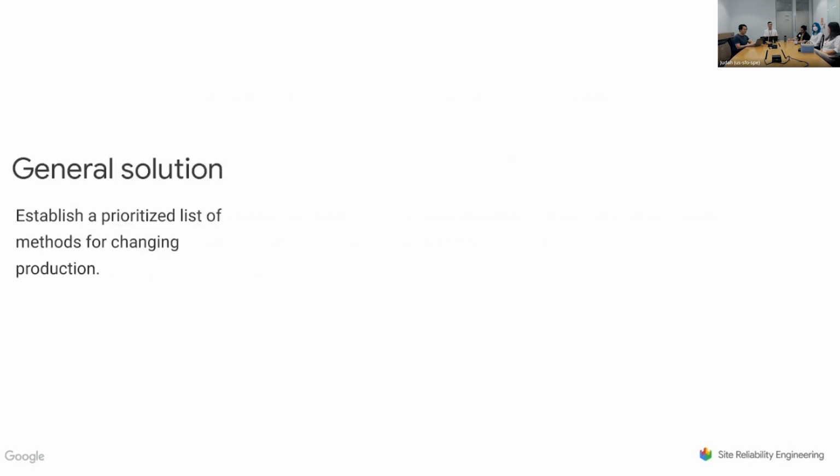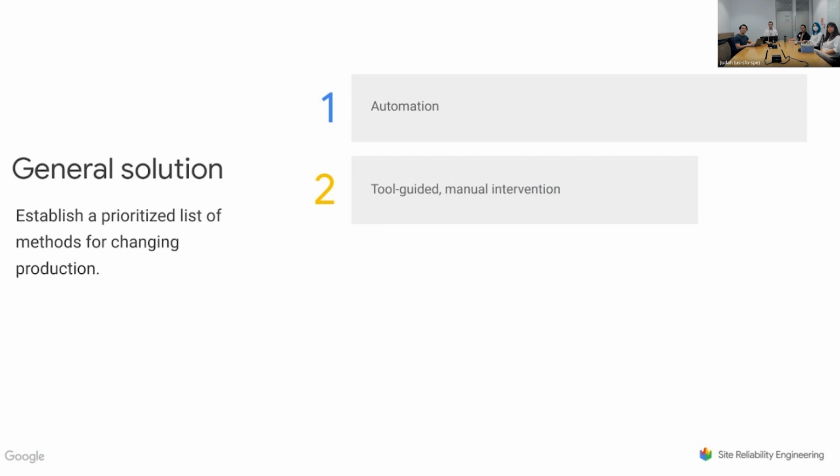And our general solution to that is to establish a prioritized list of methods for changing production, meaning we're going to have several different approaches for how we change production. We want to start off with the one that has the least access to production, which is automation, full automation. No human needs to look at this. No human needs to touch it. It's fully autonomous.